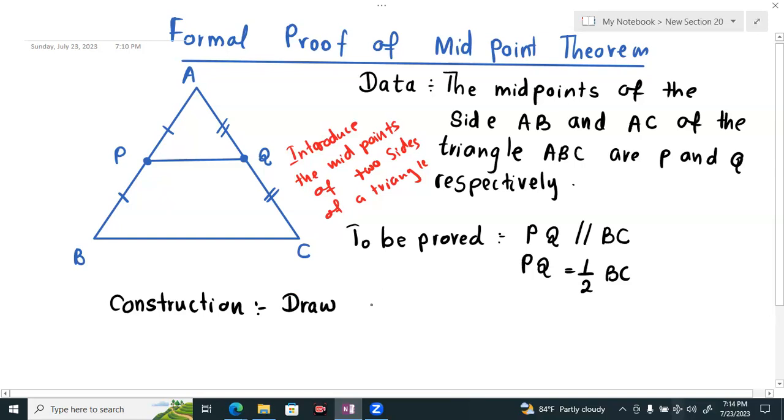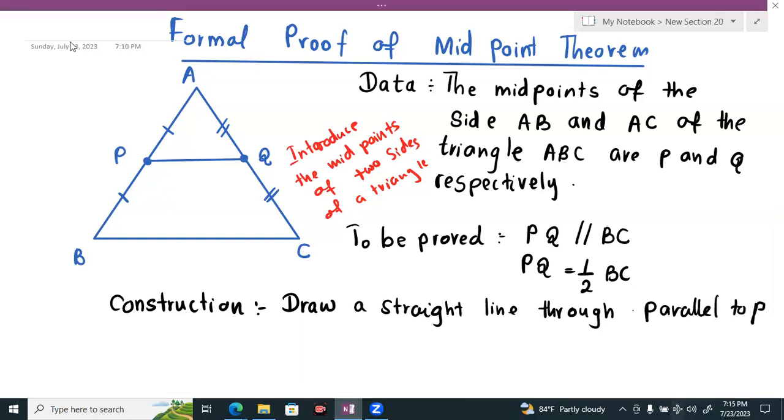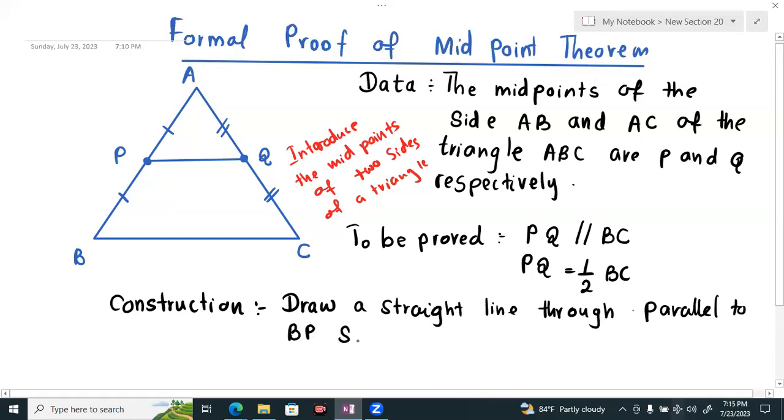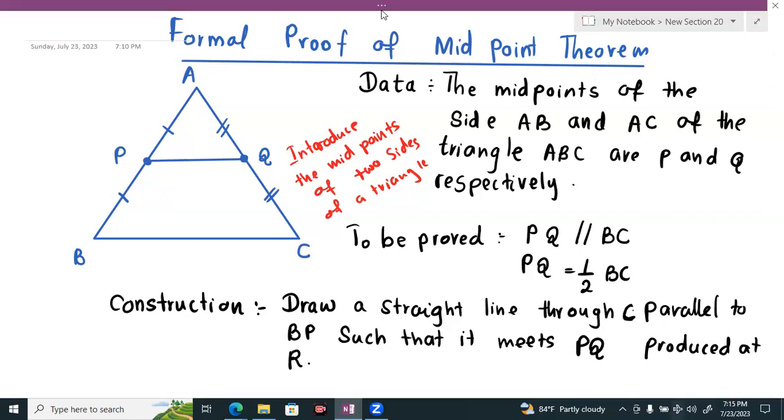So draw a straight line segment through C parallel to BP such that it meets PQ produced at R. Okay, draw a straight line through C. Sorry, through C parallel to BP such that it meets PQ produced at R. What does that mean?